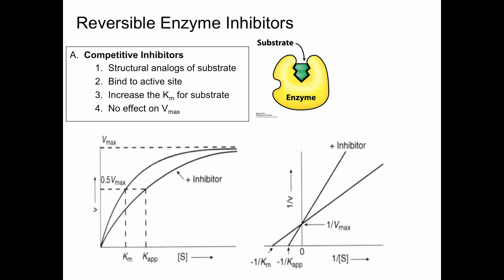Competitive inhibitors are structural analogs of the substrate. They bind to the active site of the enzyme, and importantly, they increase the Km for the substrate, but they have no effect on Vmax.